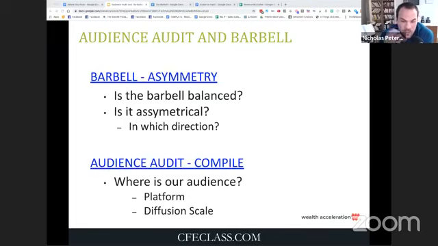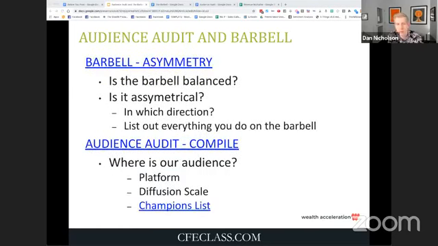So what we want to do is identify the platform our audience is hanging out on and where they are on the diffusion scale, so that we can talk to them the appropriate way and have much more control over what they see and how they receive it. Does all that make sense so far? Dan, does that make sense? It does, yeah. Cool.